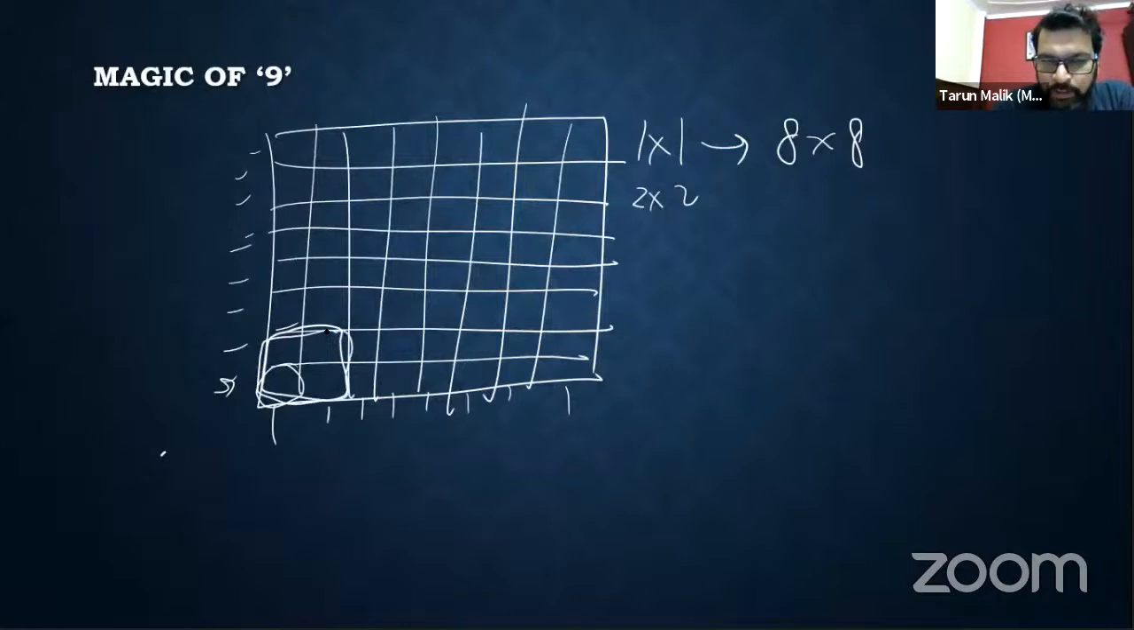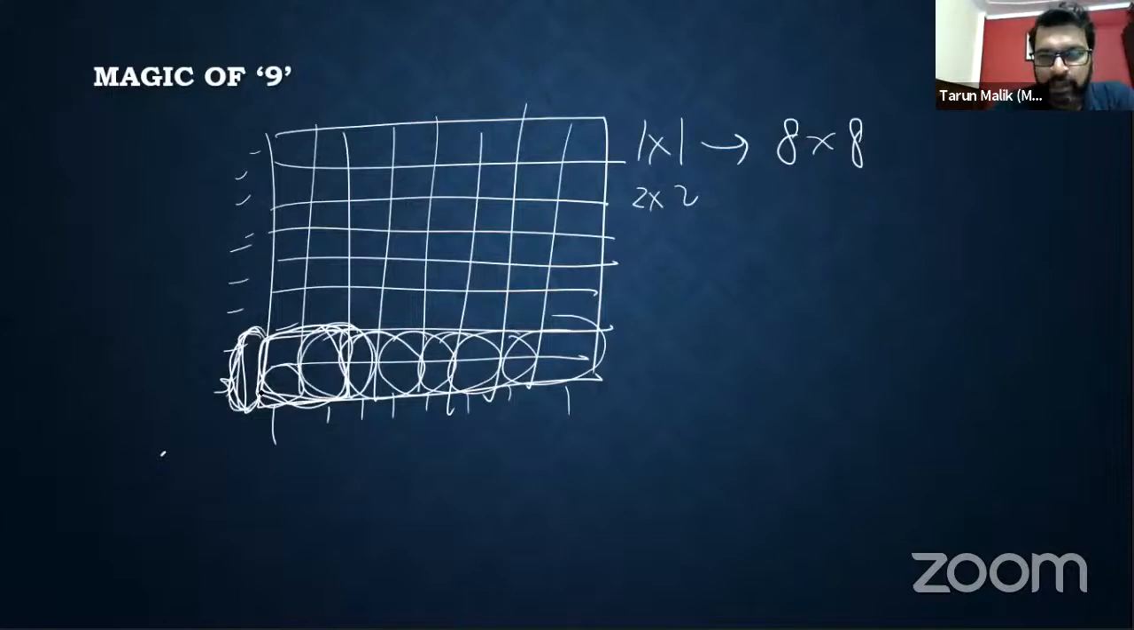So 2 into 2 you will get in 2 rows. If you take these 2 rows, how many 2 into 2 squares will be there? One is this, second is this, third is this, fourth, fifth, sixth, seventh. 7, not 16. In 2 rows, you'll get 7 such squares, 2 cross 2. And in how many ways can you select 2 rows? 1, 2, 3, 4, 5, 6, 7. So again, 7 into 7.